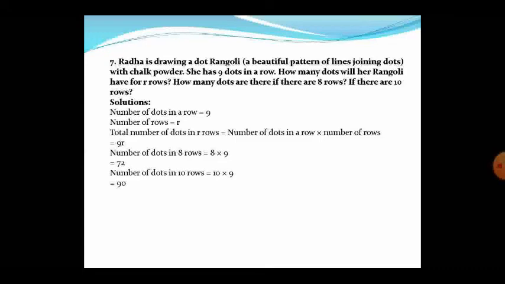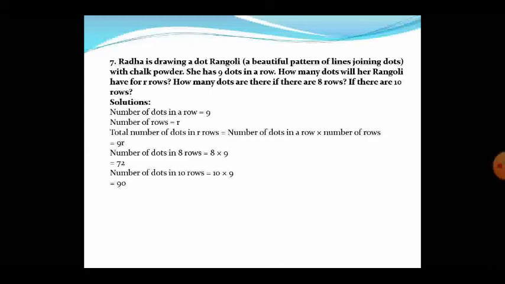Okay, here you know that it is 9r, but here you need to find for 8 rows. In 8 rows, how many dots are there? There are 9 dots in one row, and they are given 8 rows. So 8 into 9, that is 72. Number of dots in 10 rows: if it is 10 rows, how many dots will it be? In one row it is 9 dots, so in 10 rows there are 90 dots.